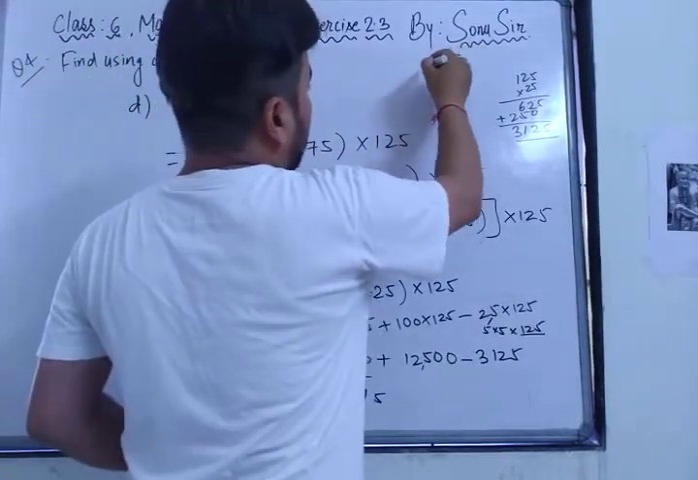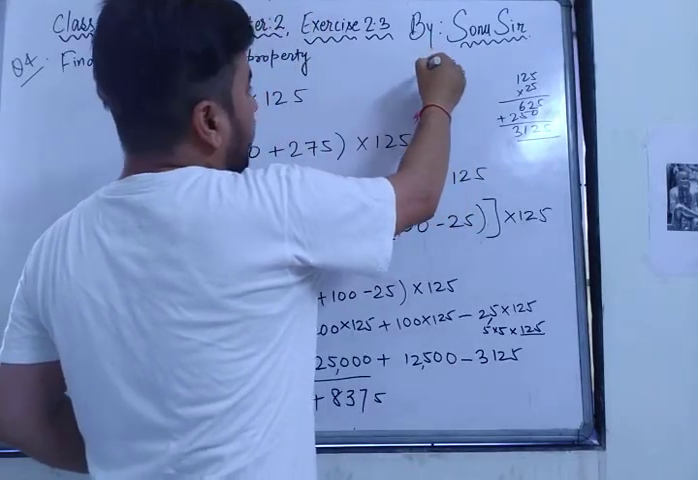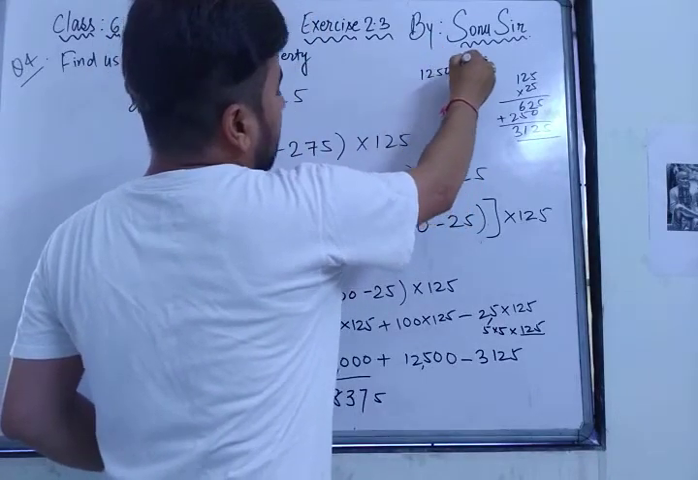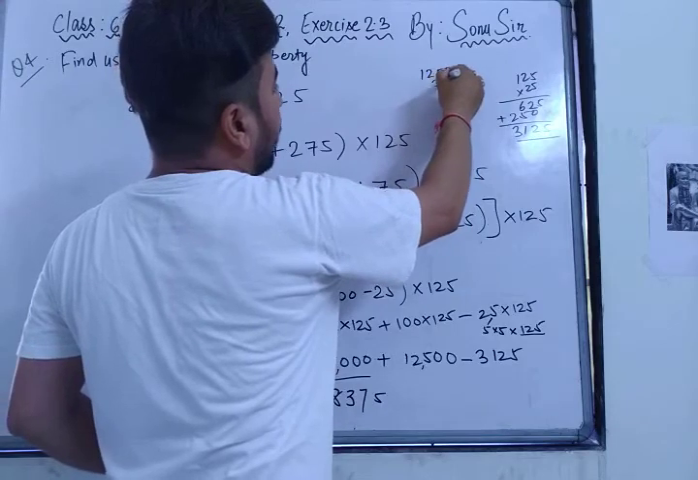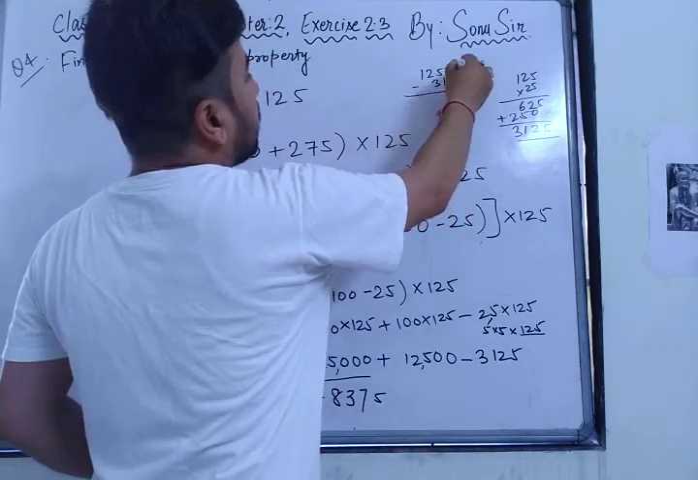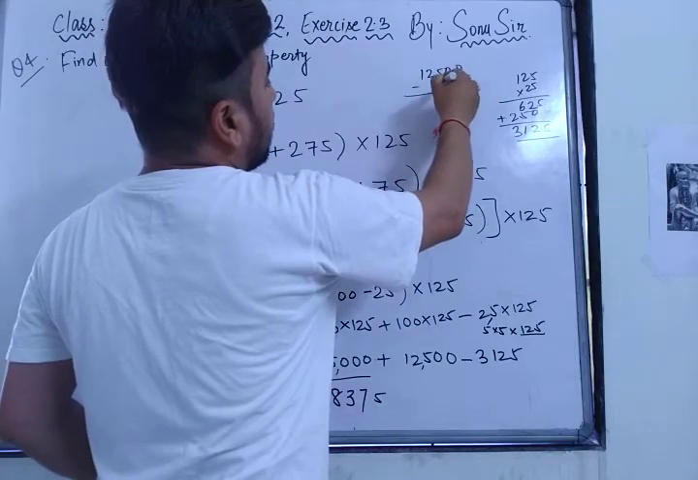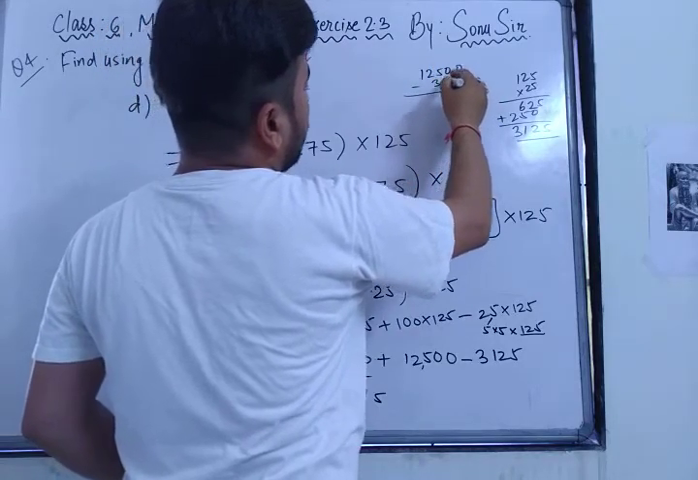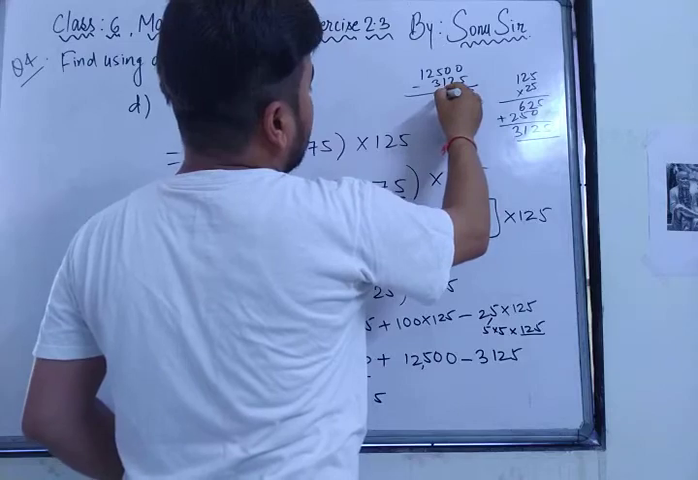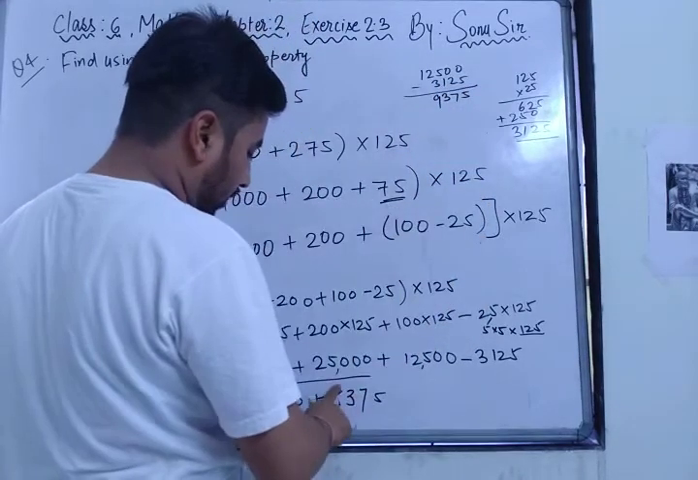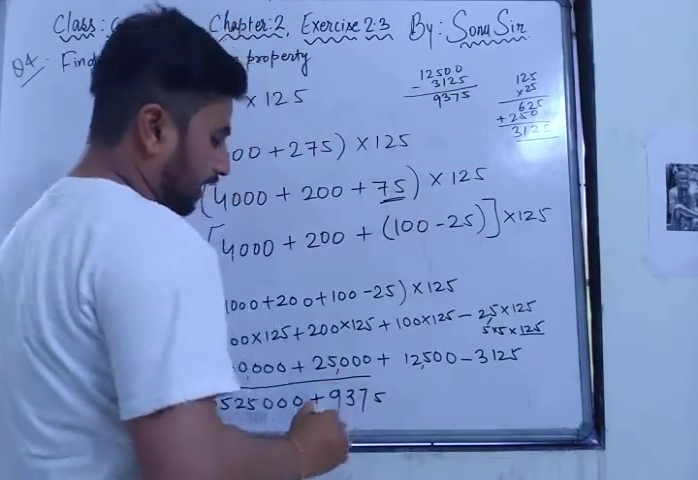This is your rough work. 12,500 minus 3,125. So 10 minus 5, 5, 9 minus 2, 7, 4 minus 1, 3, 4 minus 1, 3, and 12 minus 3, 9. 9,375, not 8,375. It will be 9,375, right?